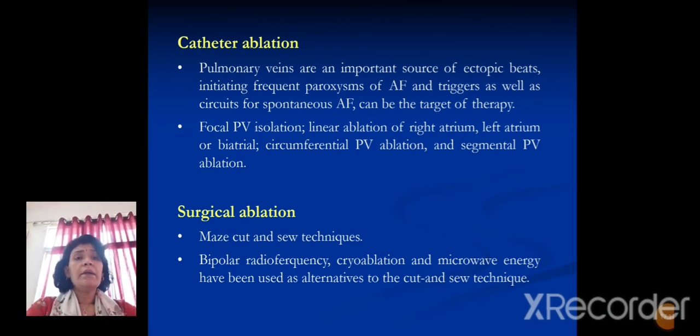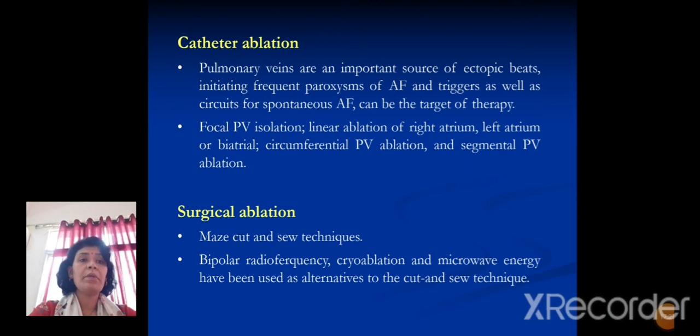Now coming to catheter ablation. The pulmonary veins are an important source of ectopic beats, initiating frequent paroxysms of atrial fibrillation, and triggers as well as circuits for spontaneous atrial fibrillation. These pulmonary veins can be the targets of therapy. Then focal pulmonary vein isolation, linear ablation of right atrium, left atrium or biatrial ablation, circumferential pulmonary vein ablation and segmental pulmonary vein ablation. These all are the options for catheter ablation for the treatment of atrial fibrillation in those who are not responding to the pharmacological therapy.